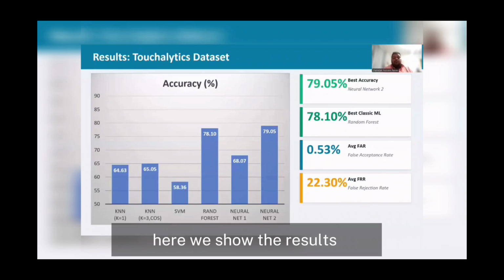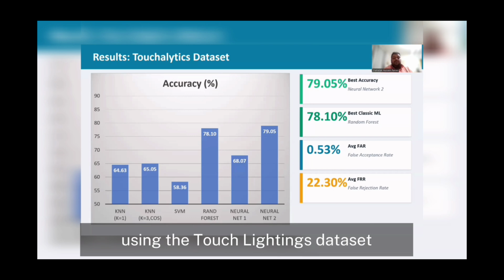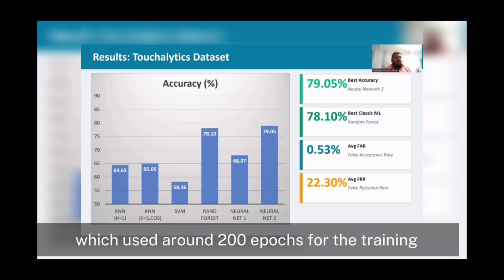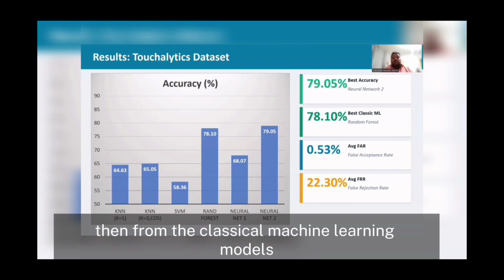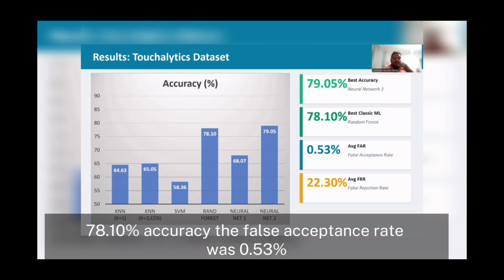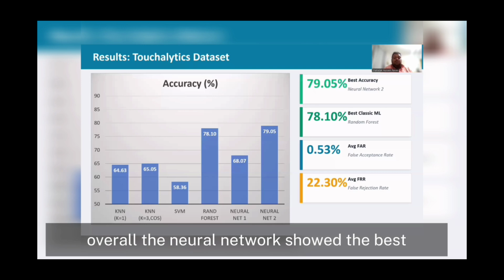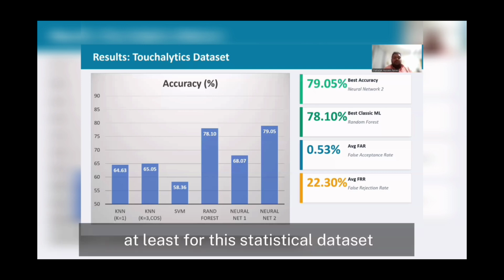Here we show the results we got from the machine learning implementation using the Touch Analytics dataset. We can see that the neural network achieved the highest accuracy of 79.05%, which used around 200 epochs for the training. Then from the classical machine learning models, we can see the random forest model achieved 78.10% accuracy. The false acceptance rate was 0.53% and the false rejection rate was 22.30%. Overall, the neural network showed the best performance for user identification, at least for this Touch Analytics dataset.